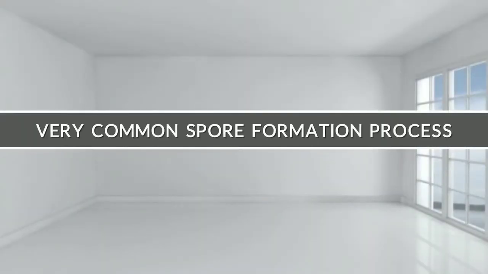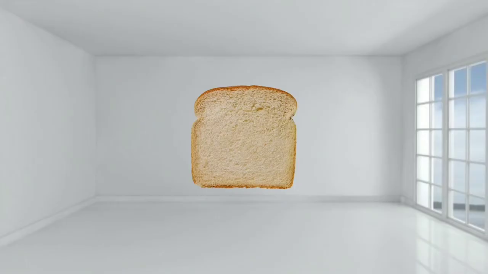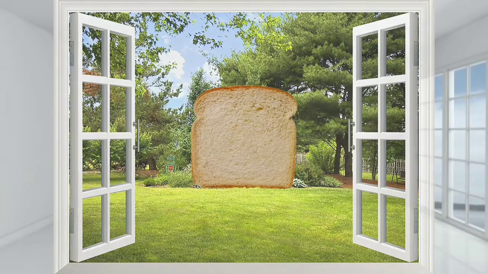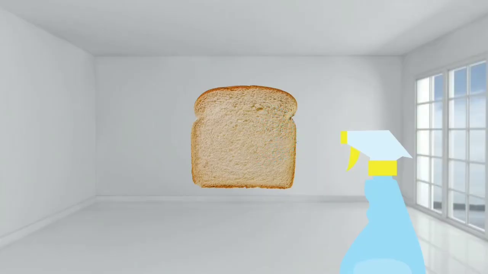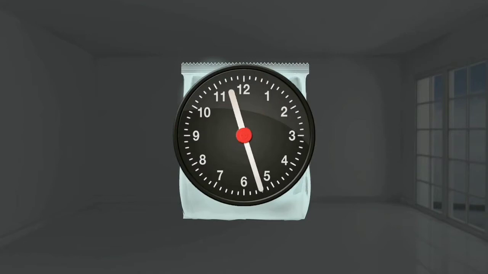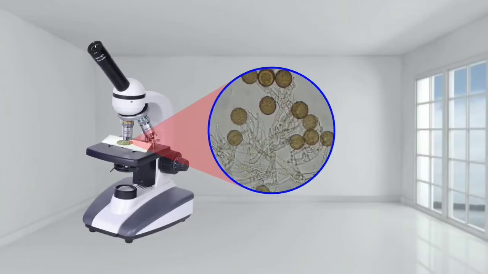Let's observe a very common spore formation process where we observe rhizopus on bread. Let's take some soft bread and put it in open air and expose it to the contaminants in the air. If it helps, sprinkle some water, put it in a plastic bag and leave it in a dark place for a couple of days or even a week. After that, you can see the mold being formed. Under a microscope, it will look like this.